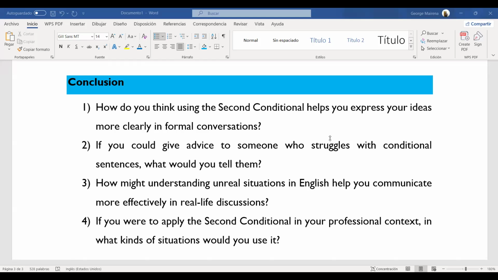I would like to listen to the last three students who connected now. A los últimos tres que se conectaron ahorita, me gustaría escuchar. Let's move on to the second question. If you could give advice to someone who struggles with conditional sentences, what would you tell them?